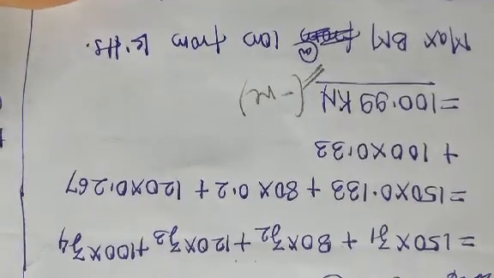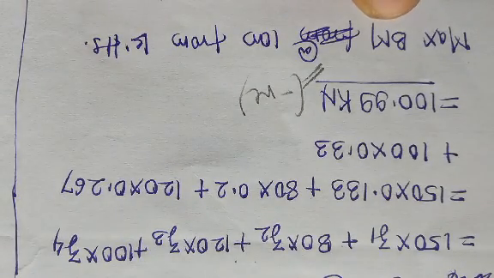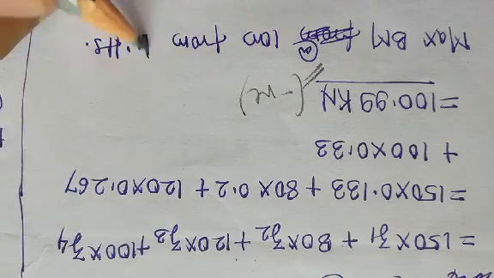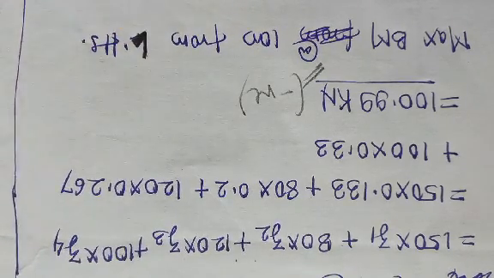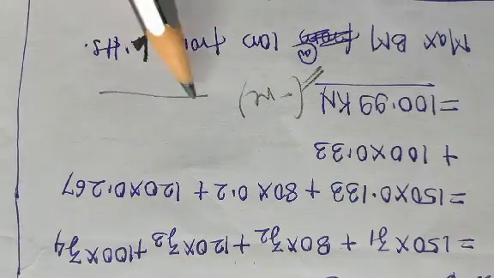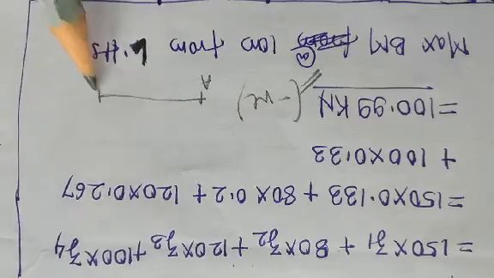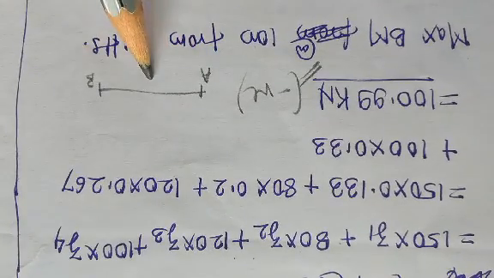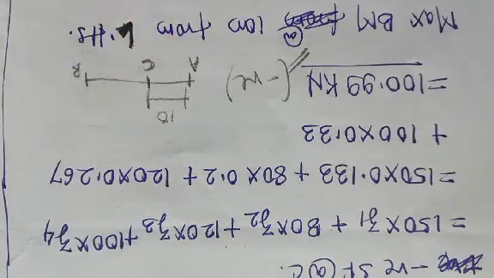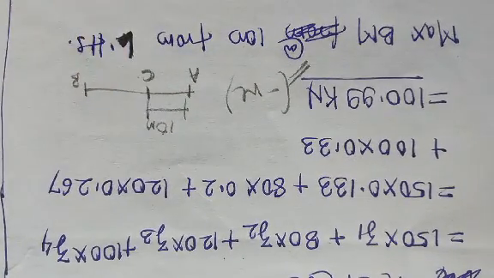Okay, next, to calculate the maximum bending moment at 10 meters from the left hand side. This is your A point, this is B point, 10 meters from the left hand side, that is at C. Now the distance between A to C is 10 meters.